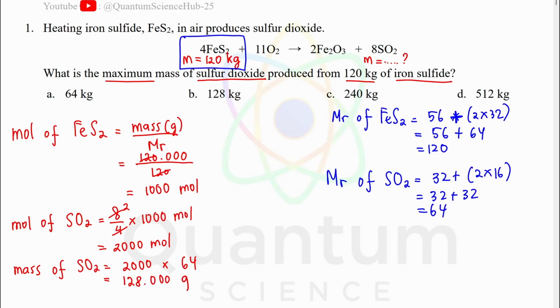128,000 grams. And the option here is in kilograms. So that's why you change it into kilogram. You divide by 1,000, right? Because from gram to kilogram, you divide by 1,000. So you will get 128 kilogram. So the correct answer here is B.